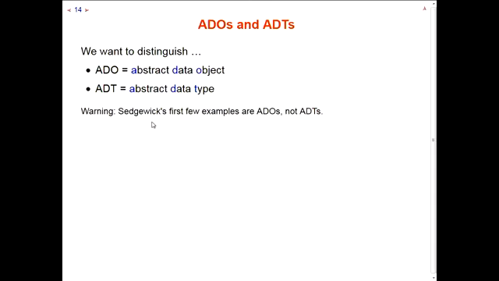What I want to distinguish for today's and next week's lecture, when we then look at dynamic data structures, is the difference between an abstract data object, abbreviated as ADO, and an abstract data type, ADT. I will make very clear what the difference between these two is. Just as a warning, Sedgwick's book doesn't really distinguish between ADOs and ADTs, and he calls everything ADT, although the first few examples, which I'm going to look at today as well, are actually abstract data objects. Objects, not types. And what that means will become clear very shortly.